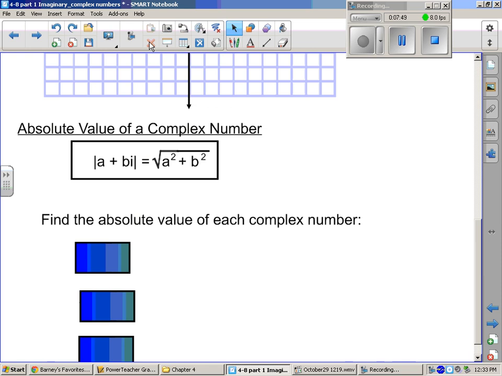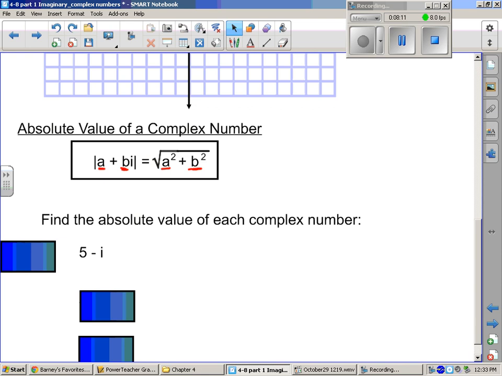So if you're asked to find the absolute value, what you're going to do is take the a value, which is the number that's the real part, and square it, and the b number, and square it, and then you'll add them together, and then you'll square root both of those. So you kind of ignore the i when you're trying to find absolute value. Right, and when we do all this squaring, it's going to get rid of all the negative stuff that we have.